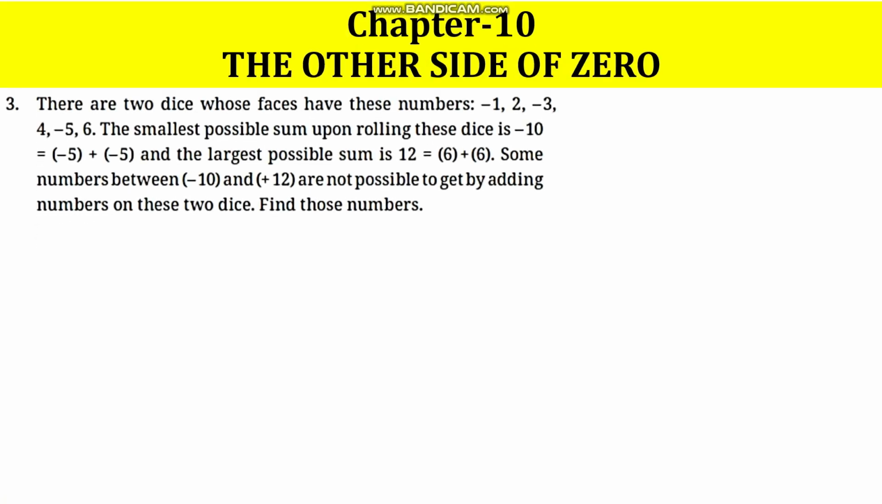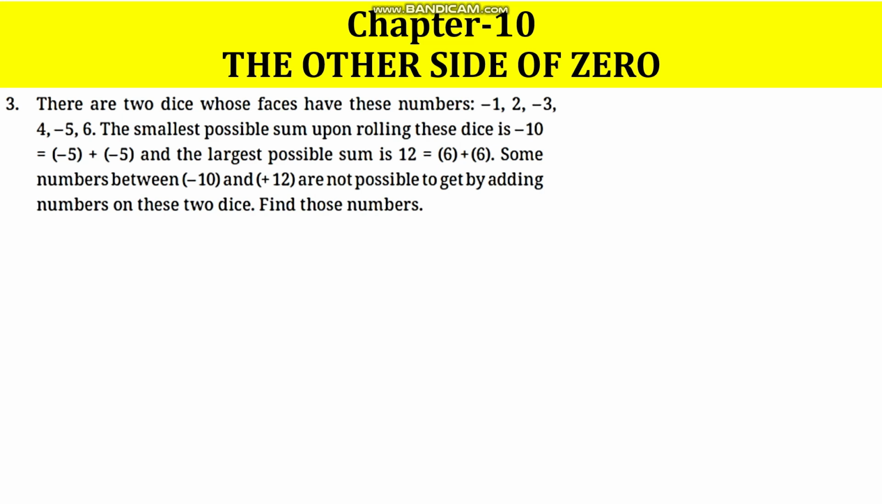Next, there are two dice whose faces have these numbers. We have two dice, and both dice have 6 faces each, and the numbers on the dice are -1, 2, -3, 4, -5 and 6. When we see the outcomes of rolling the dice, suppose on both dice we get -5 and -5, this will add up to -10, which is the smallest possible sum. And when we get 6 on both dice, that is the largest possible sum, and that becomes 12.